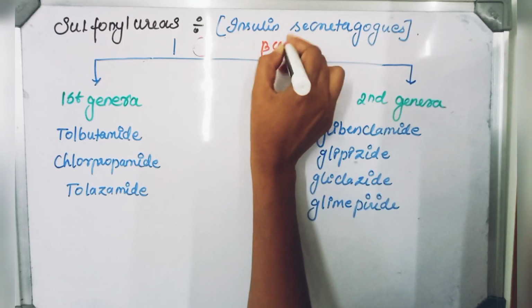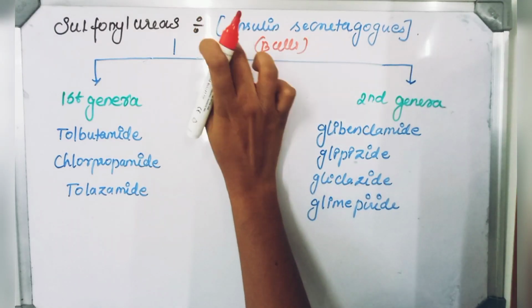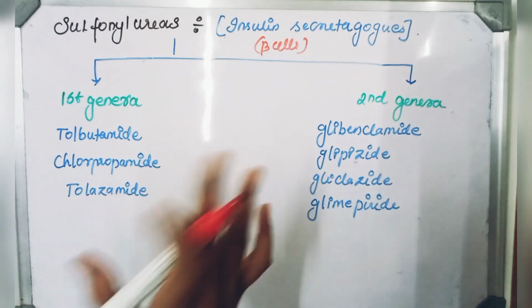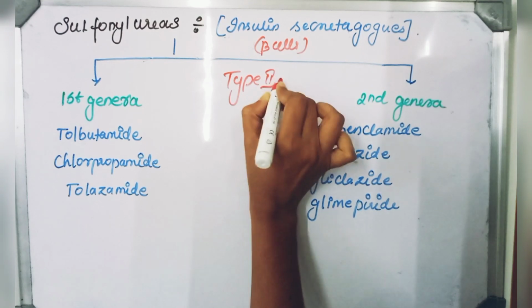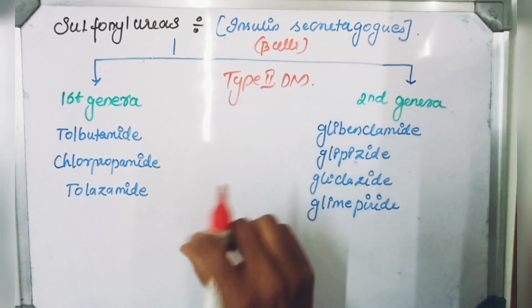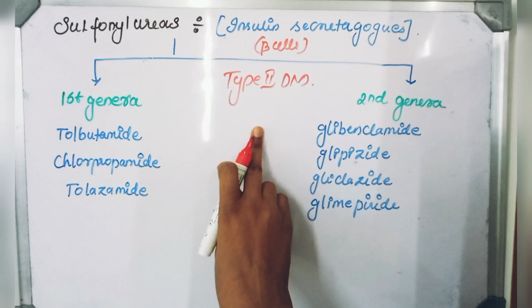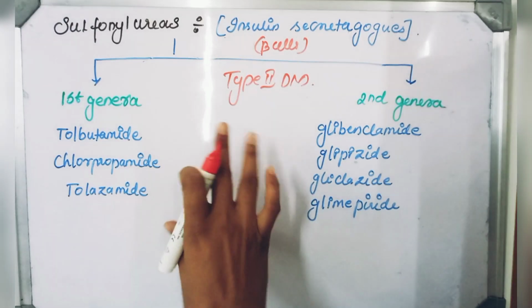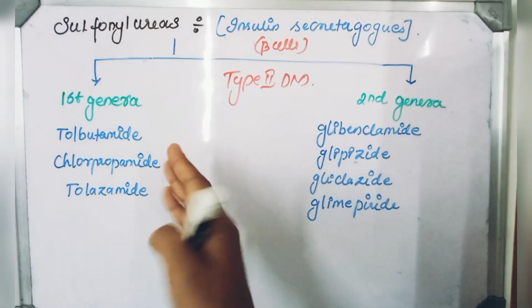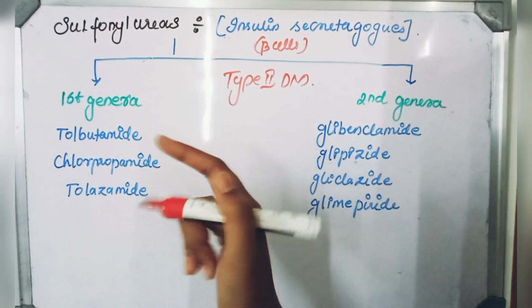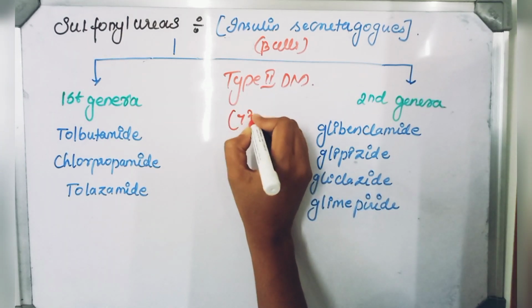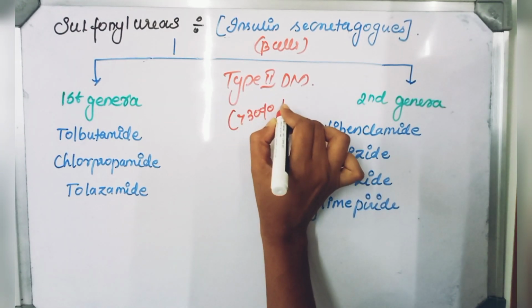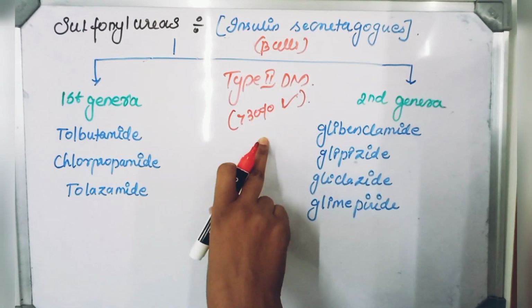So from the beta cells, we can conclude that this drug is specified for type 2 diabetes alone. In type 1 diabetes, also called juvenile diabetes, there are no beta cells due to autoimmune conditions. But in type 2 diabetes mellitus, less than 30% of beta cells are still active. Due to that, we use sulfonylureas in type 2 diabetes mellitus.